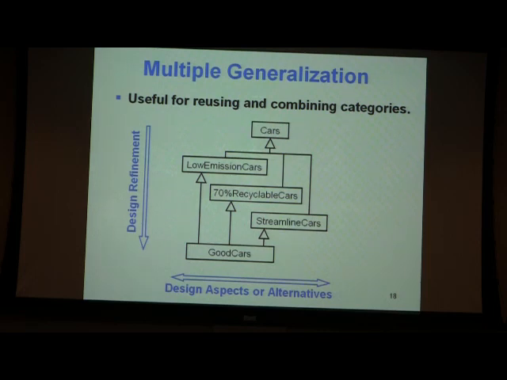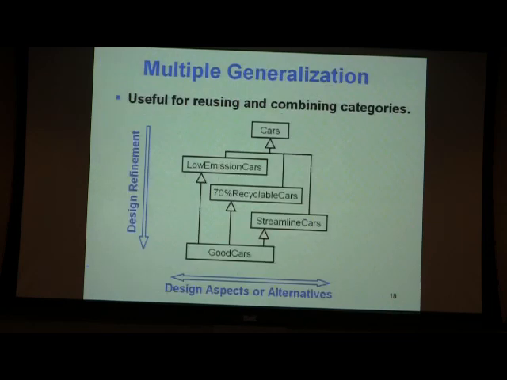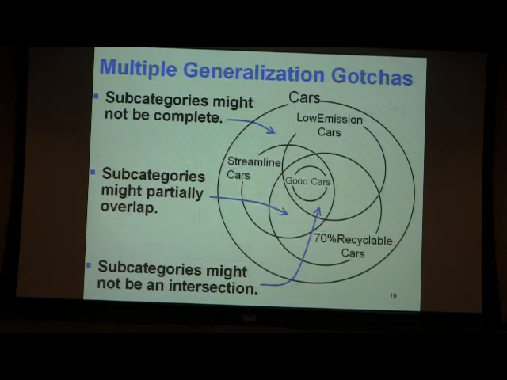Well, I'll get to your question in a second. These are gotchas that come about when people lay more meaning on this than simple subsets. For example, the fact that I made these generalizations doesn't mean there aren't cars that don't fall into any of these, really lousy cars. It also doesn't prevent having, say, some cars that are recyclable and streamlined but not low emission, which would be partially overlapping. So they can overlap, and as I go from the big category to the subcategories, they cannot be exhaustive. There can be other things that I just did not put there.